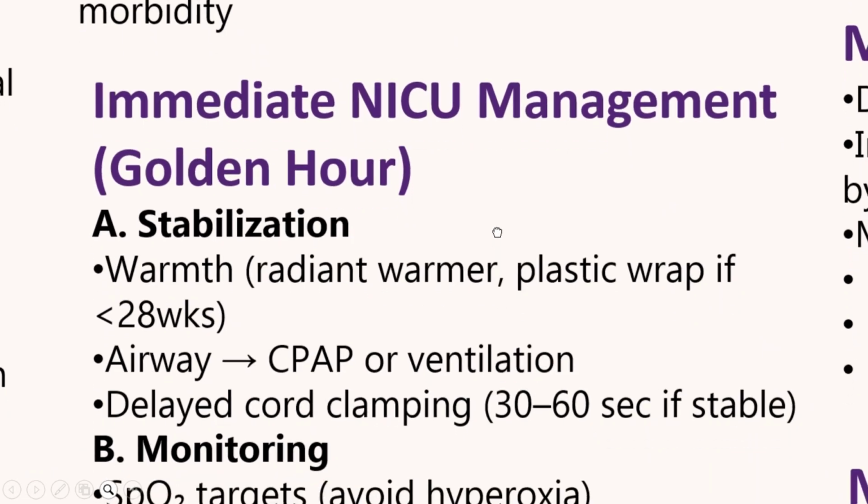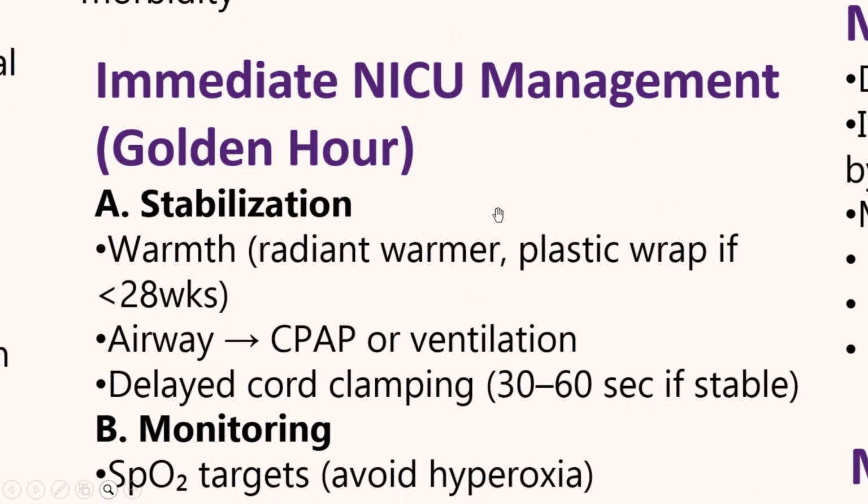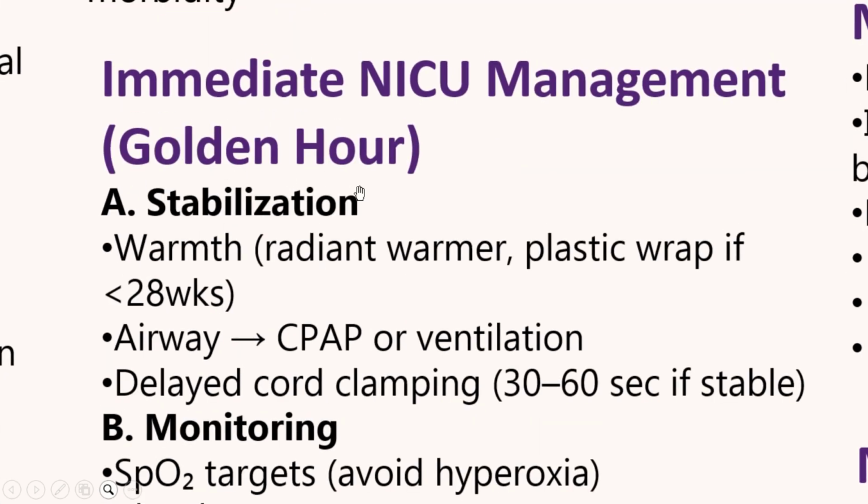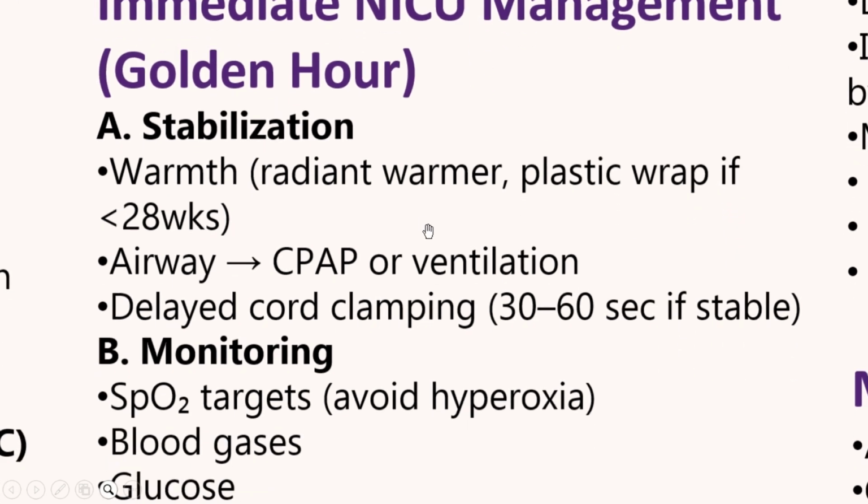So we have the immediate NICU management. When you get this baby, you want to make good use of the golden hour. That is the first minutes that you spend with this baby. You want to stabilize them. Make sure they're in a radiant warmer. And if they're less than 28 weeks, you're even required to use a plastic wrap to keep in as much heat as possible. The airway should be kept patent at all times, and use CPAP or ventilation.